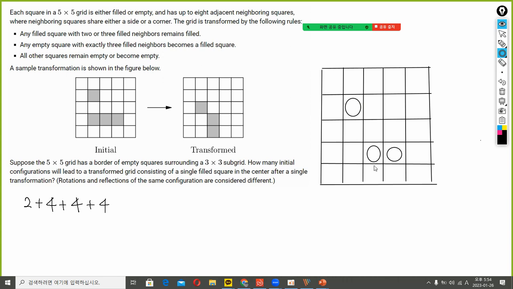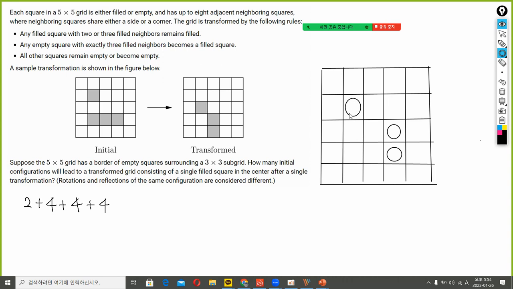Or we can think of this type. This type means, I mean, there are two cases for this. I mean, this way or this way.